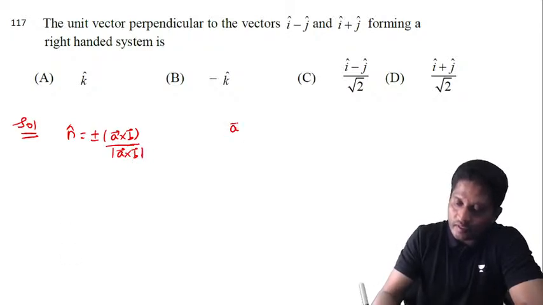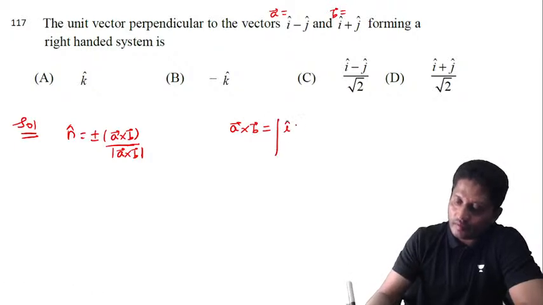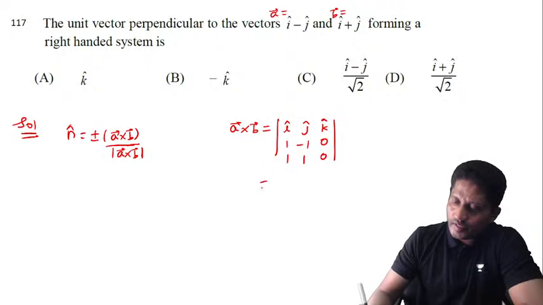Okay, now I'll find out A cross B. A cross B is equal to the determinant of the components i, j, k. Components of A are 1, -1, 0. Components of B are 1, 1, 0. You get only the k component, that is 1 plus 1, which is 2k.